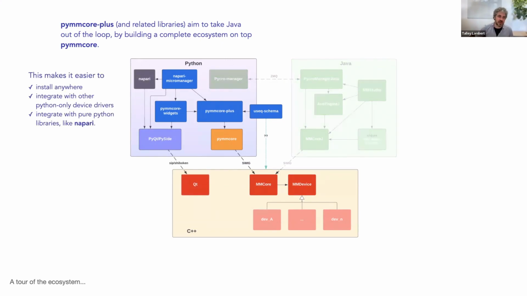The reason we want to do this is it makes it easier to install anywhere, so you don't need a Java virtual machine. Not that that's that hard to spin up, but it fundamentally requires a multi-process sort of communication. So it's simpler if we can take that out of the loop. It's easier to install it anywhere if you don't need Java.